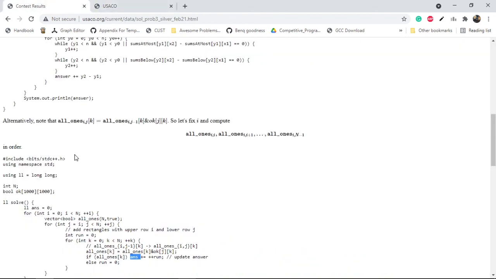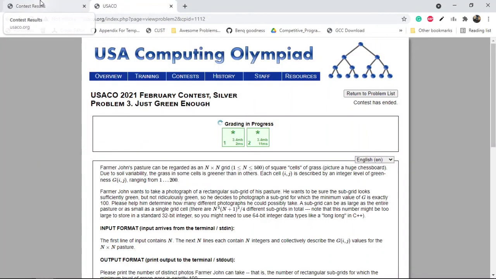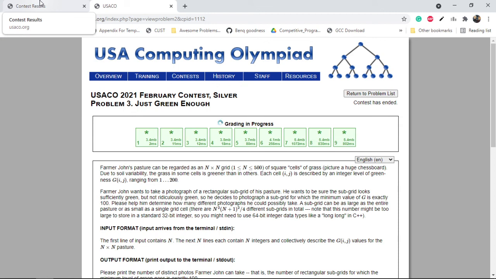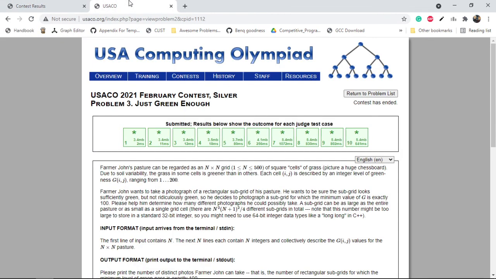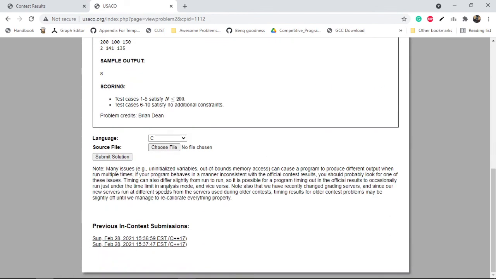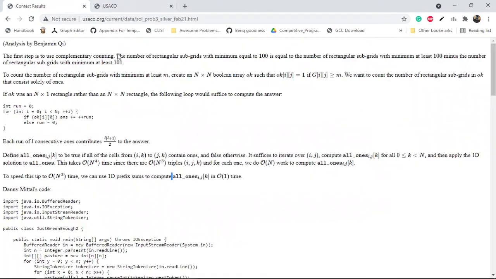Some of the guys use prefix sums, a lot of weird stuff. I think they use prefix sums to calculate all at once. But yeah, accepted.